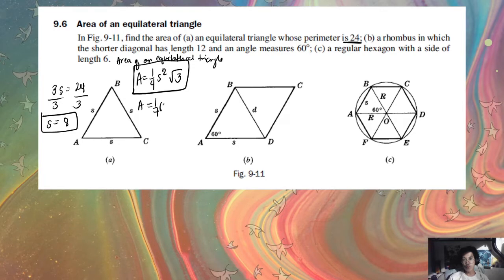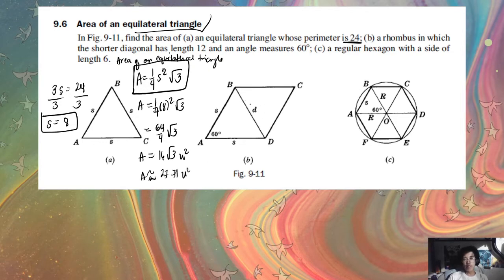So that's 1/4 of 8 squared times the square root of 3. So that's 64 all over 4 multiplied by the square root of 3. So that's 64 divided by 4, that's 16. So therefore the area of our given equilateral triangle for this problem is equal to 16 square root of 3 squared units, or if we want to use the decimal value of it, that's approximately 27.71 squared units for the area.